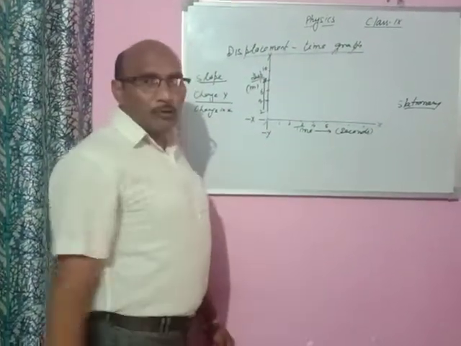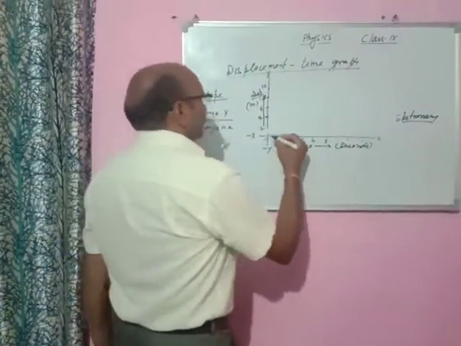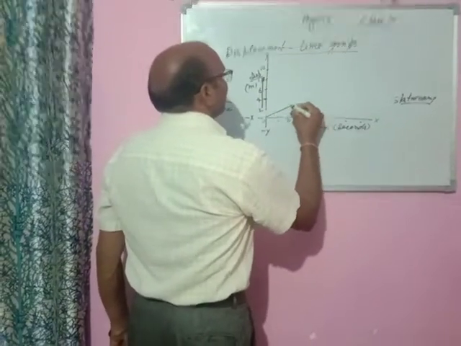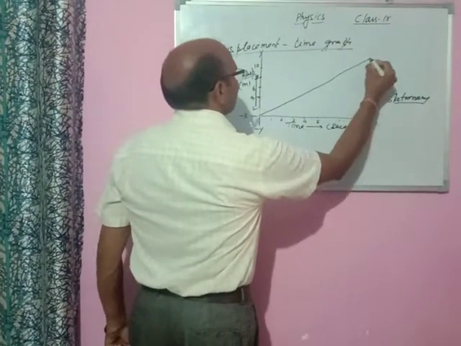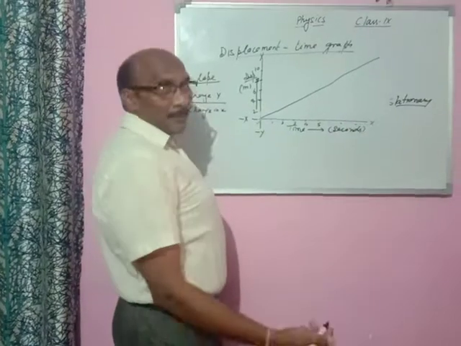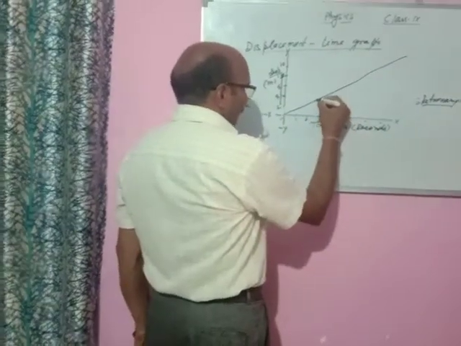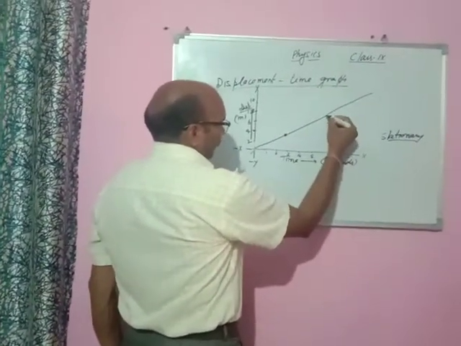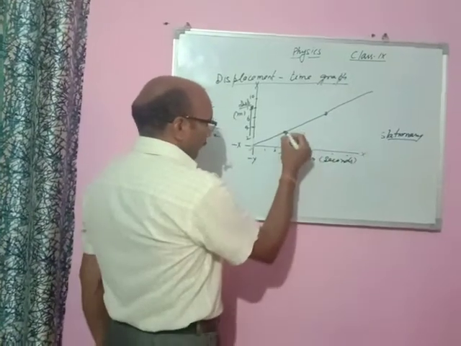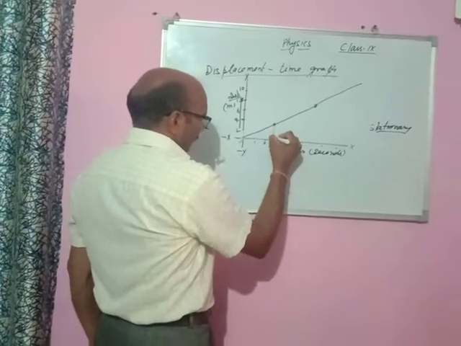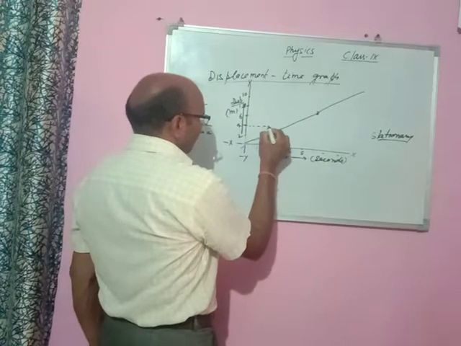To find the slope, we are taking one example. One line is there. Displacement time graph. I am taking one point here and second point here. So join it on x-axis and on y-axis.